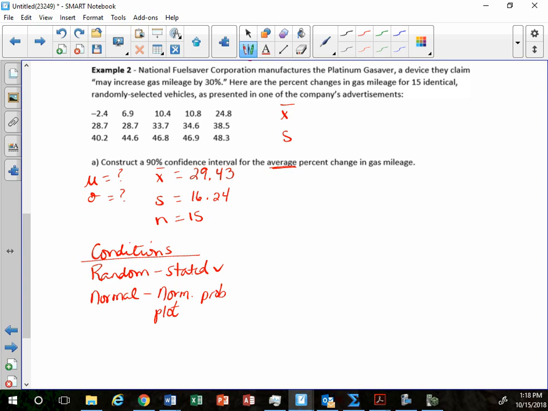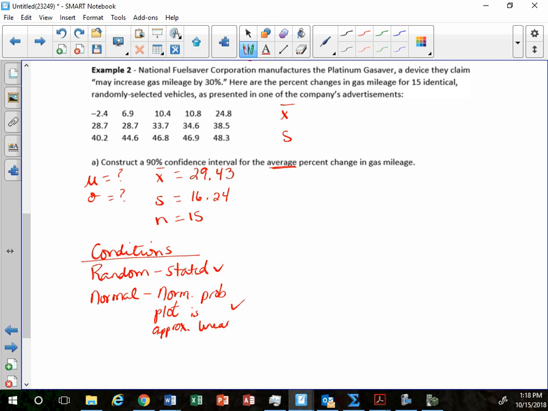How does it look, guys? I'm not looking for a perfect line. Is it approximately linear? Yes, okay. It is approximately linear. Okay. So we could then continue with the procedure.